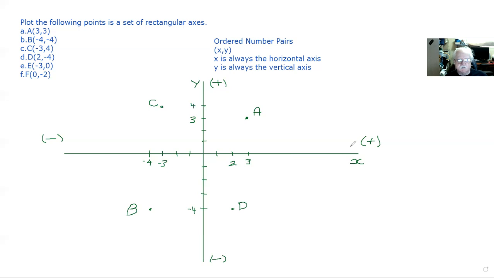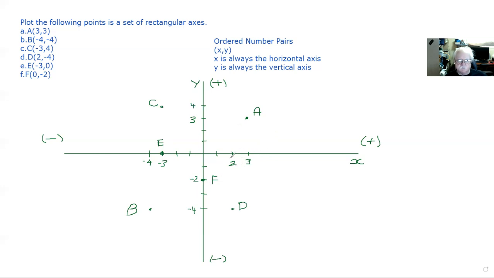And then they've given us -3. So we've already got a -3 and 0. So we're right on the axis. So this point here would be point E. And then they've given us 0. So x is 0 and -2. So this would be the point represented by F.